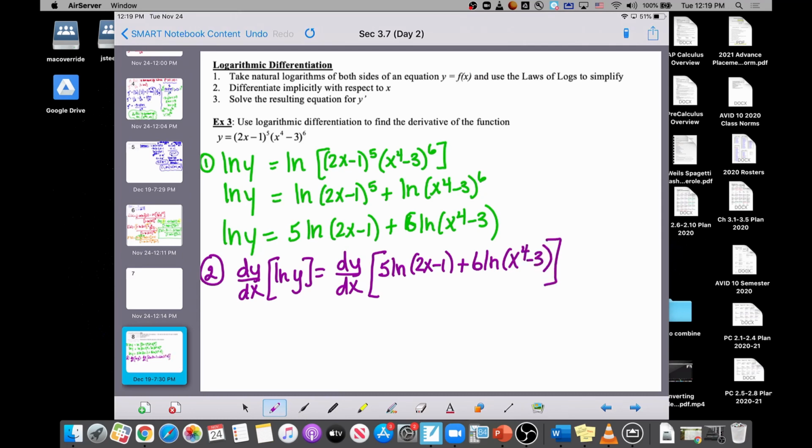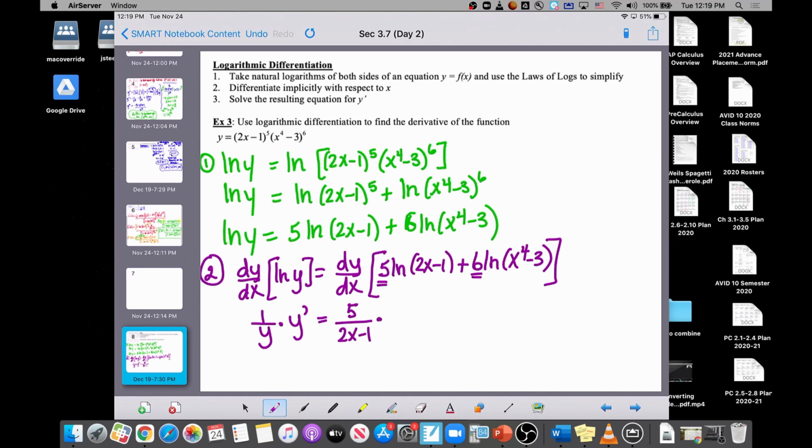All right, so the derivative of natural log y is going to be 1 over y, but don't forget your chain rule. Y is a function of x, so 1 over y, y prime. And then over here, we just have natural log functions. So remember, derivative of a natural log, the coefficient comes along for the ride. So the 5 here and the 6 here are just going to be part of your derivatives, but it's going to be 1 over the stuff times the derivative of the stuff. So 5 over 2x minus 1, that's kind of 5 times 1 over the stuff, times the derivative of the stuff.